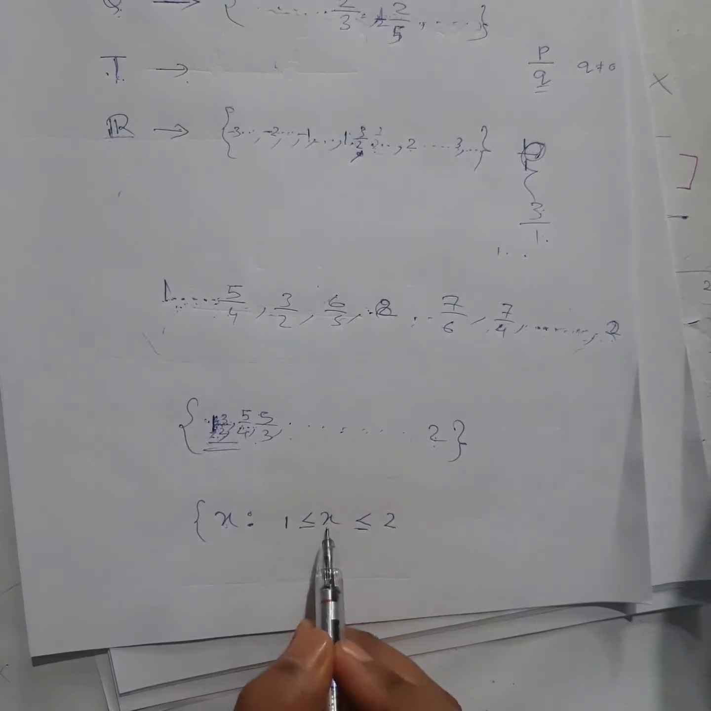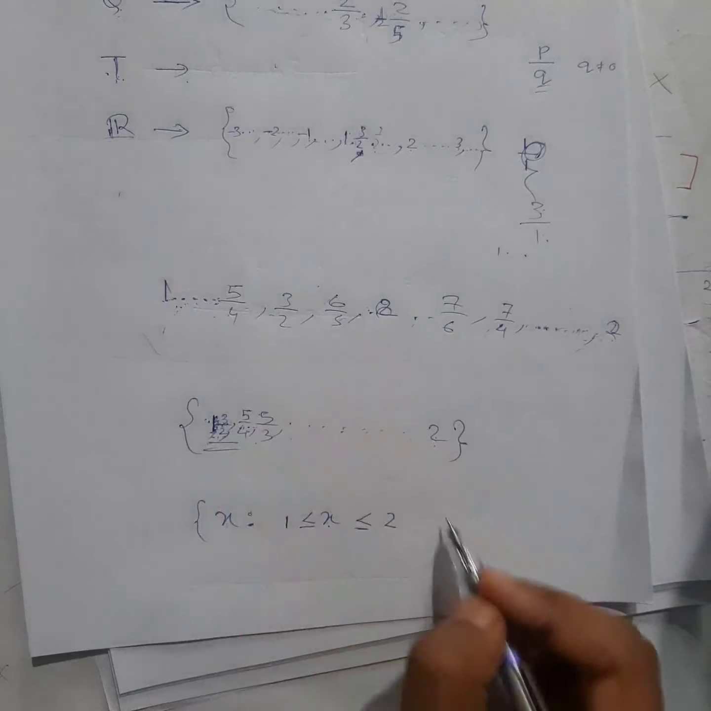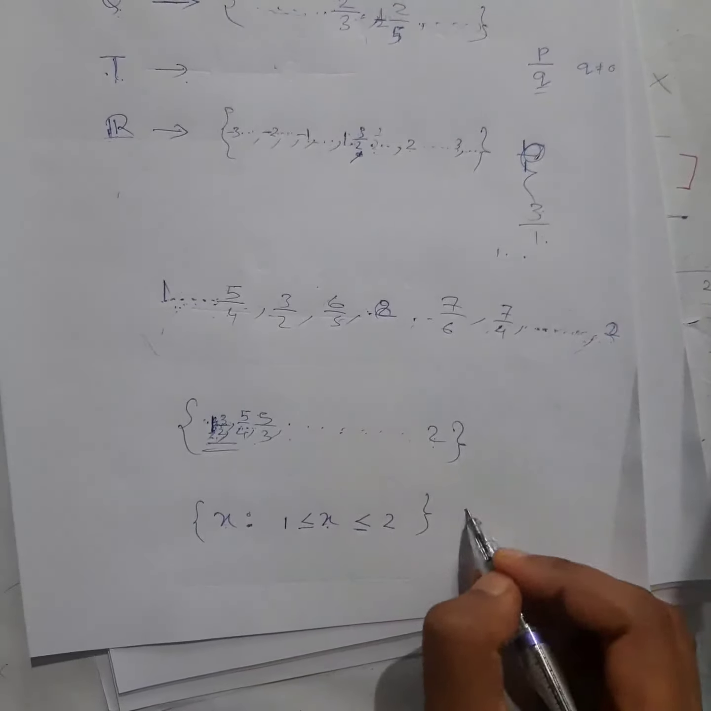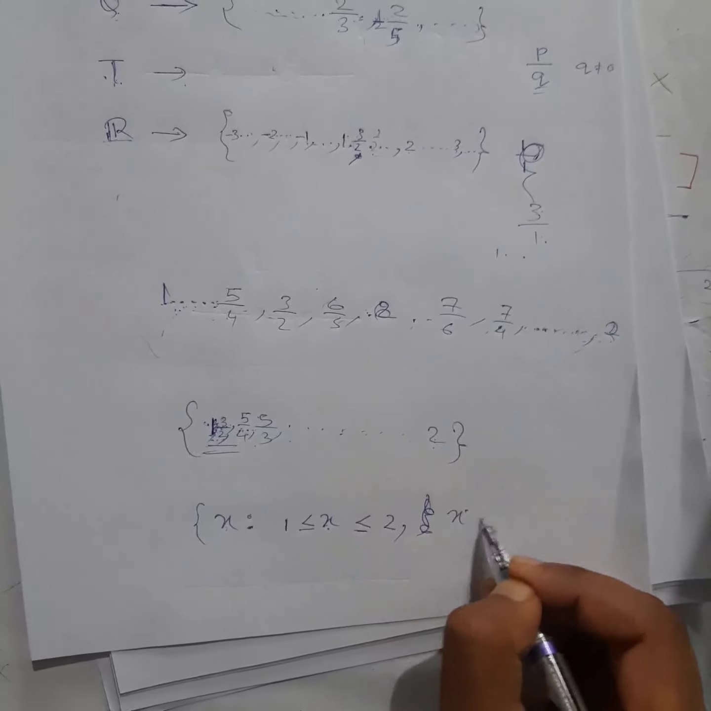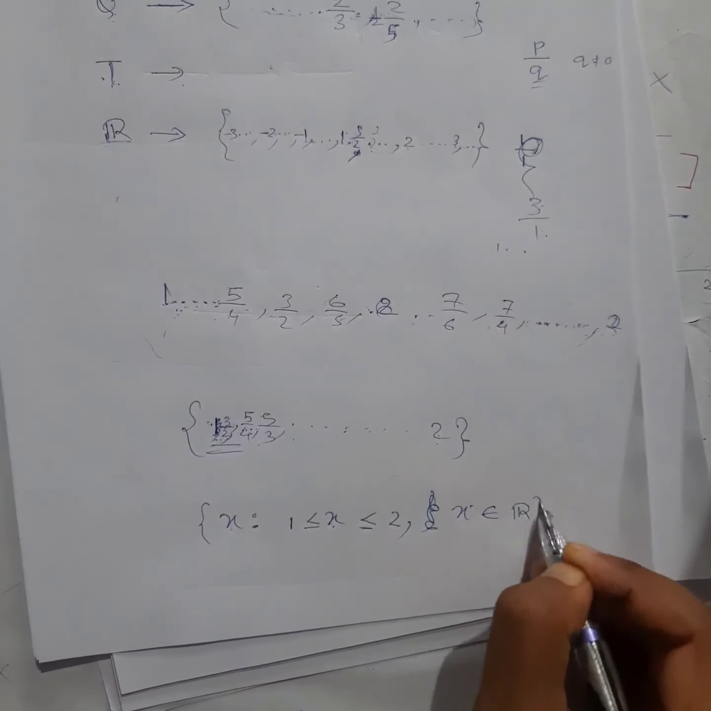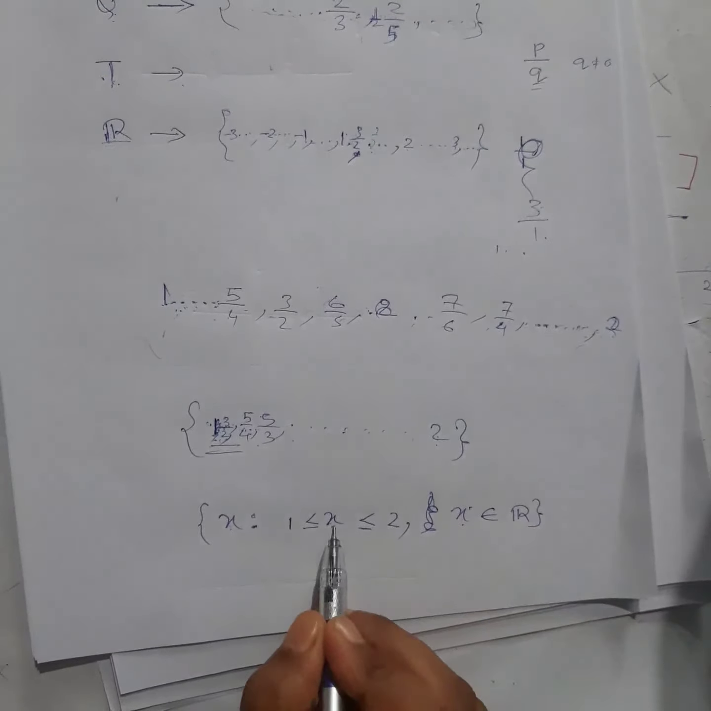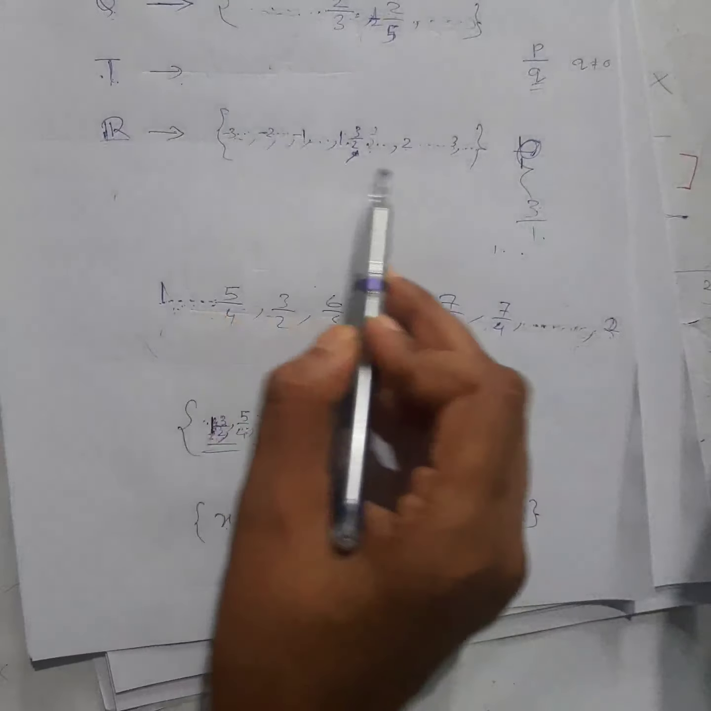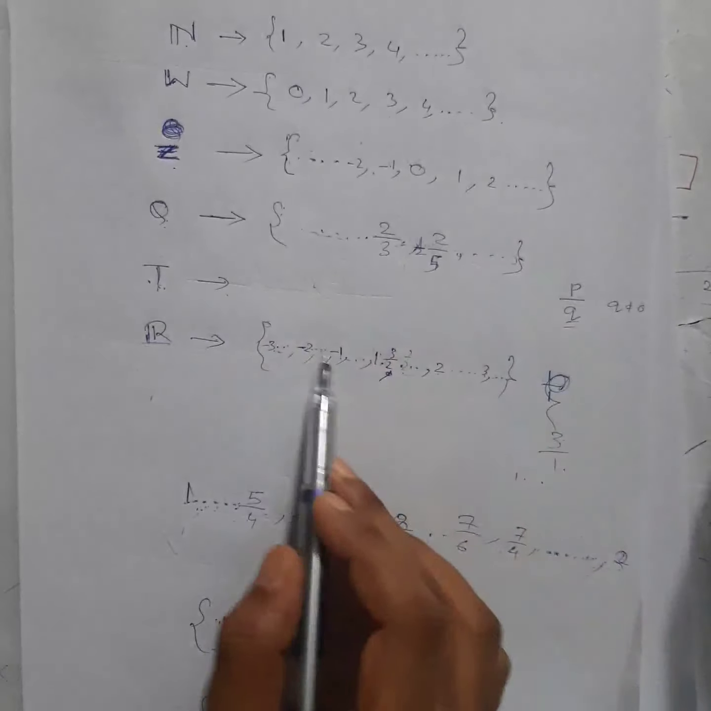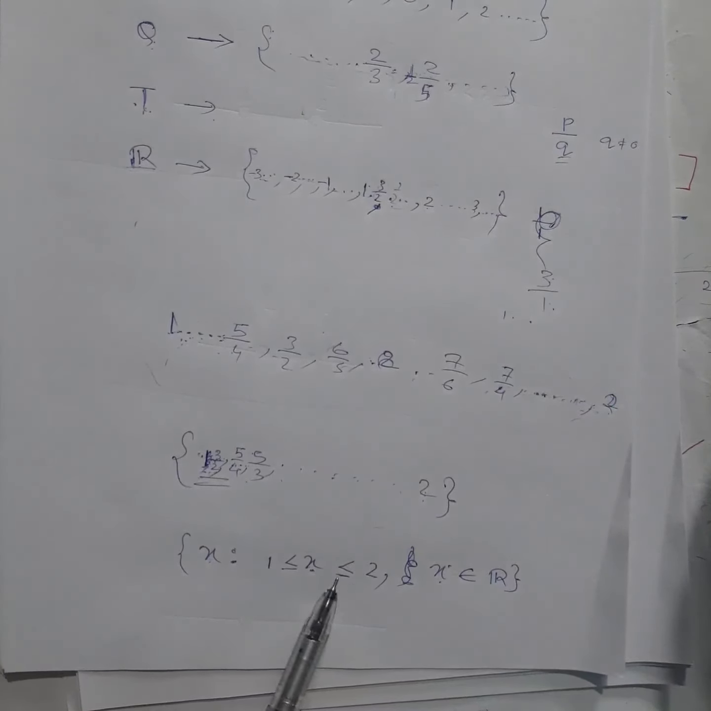When I write like this, did I mention that x is a natural number or whole number? I didn't mention, right? So x, I will write better here: x belongs to the set of real numbers. When I say x belongs to the set of real numbers, it will be from this set, you understand? And then I have given a restriction. You can see x, I have said less than or equal to 2 and greater than or equal to 1.